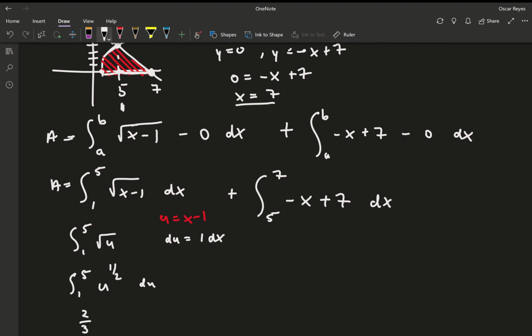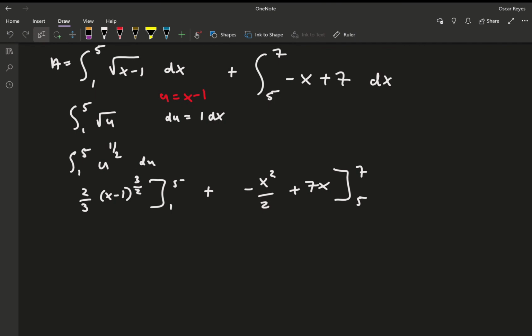We're going to have 2/3 times x minus 1, plugging u back in, to the 3/2, and we're going to look at it between 1 and 5. Plus, if we take the antiderivative of negative x plus 7, we get negative x squared over 2 plus 7x, and we look at this antiderivative between 5 and 7. Now if we plug in f of b minus f of a for each one individually, we get 2/3 of 5 minus 1 to the 3/2, minus 2/3 of 1 minus 1 to the 3/2.